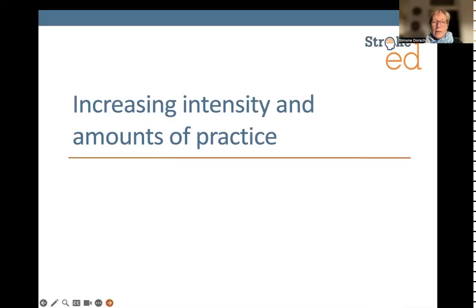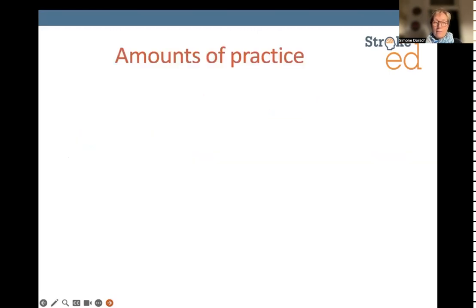This lecture is about strategies to increase both amounts of practice and intensity of practice in stroke rehab. So I'll cover some of the research evidence and look at what that means in terms of some of the practical strategies we can use to increase intensity and amounts of practice.